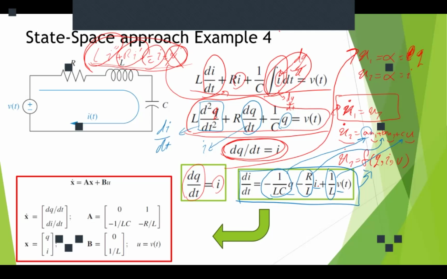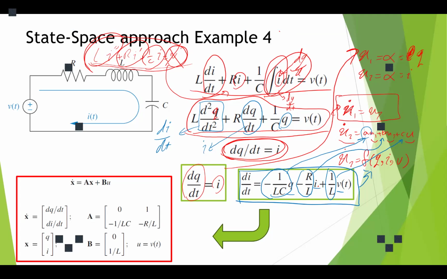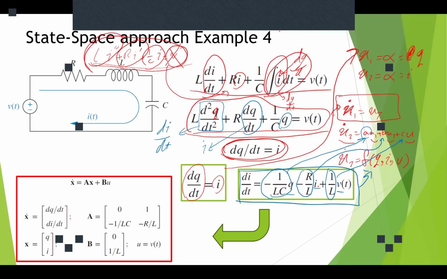Now, let's put it into a matrix form that we like. That x dot equals Ax plus Bu. Okay? Our x dot, we already defined it. If x1 is q and x2 is I, our x1 dot is dq over dt, x2 dot is di over dt. Are we good? Now, what about A? dq over dt is simply equal to x2. So it's going to be 0 times x1 plus 1 times x2. Look at it that way.